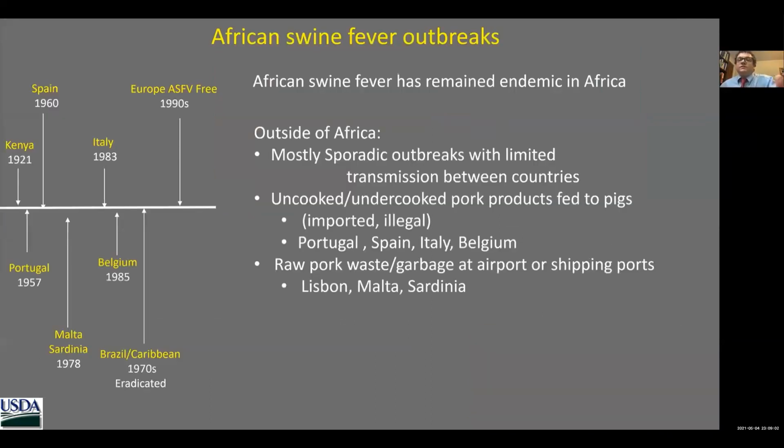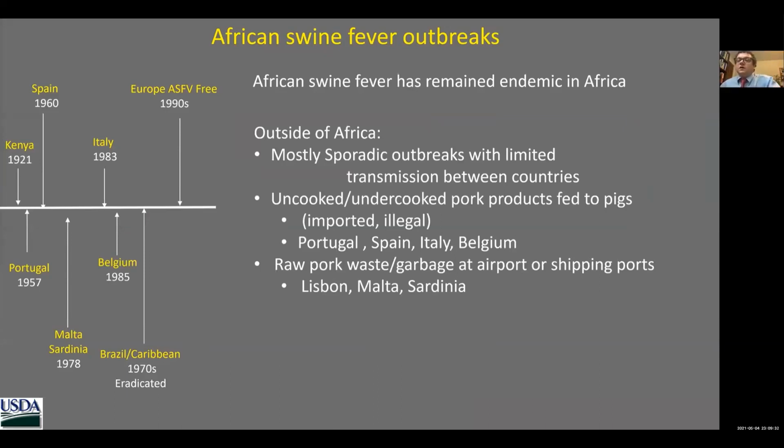To give a brief history of African swine fever, African swine fever has remained endemic in Africa since its discovery. Outside of Africa, in history, there were mostly only sporadic outbreaks with limited transmission between countries. These outbreaks were from undercooked or uncooked pork products that were fed to pigs, and these imported or illegal pork products were the cause of the outbreaks in Portugal, Spain, Italy, and Belgium.